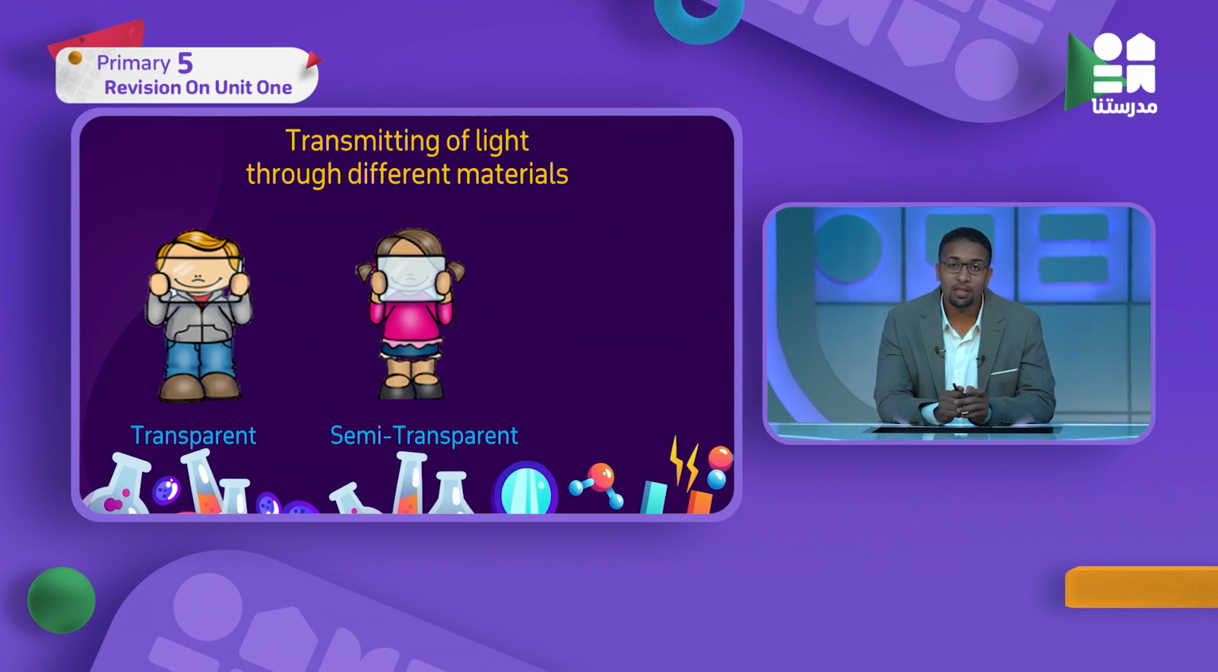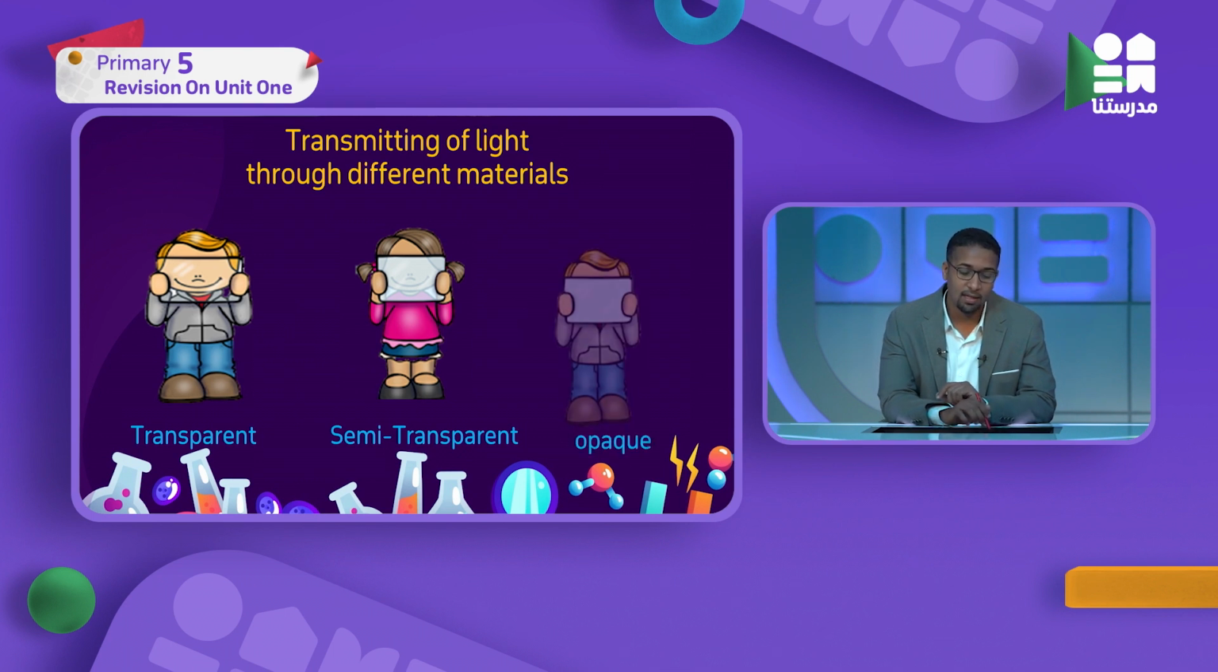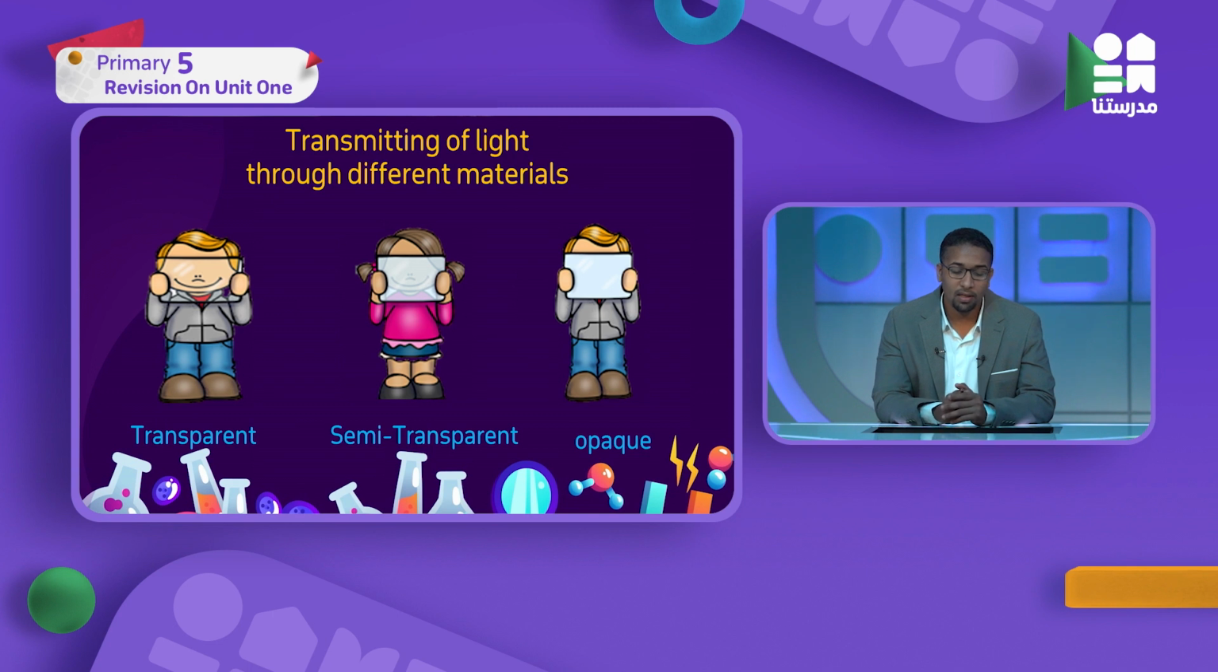Semi-transparent materials allow some light to pass through and objects can be seen but less clearly through them, like frosted glass. The last one, opaque material. Opaque materials don't allow any light to pass through, and objects cannot be seen through them.